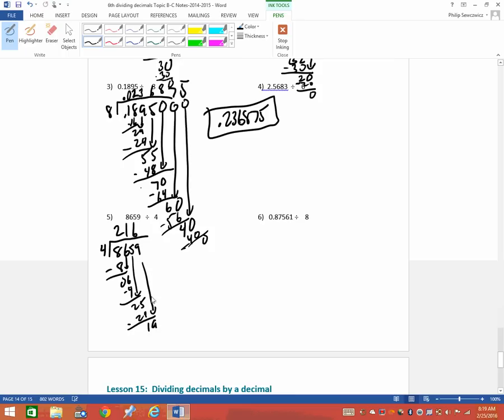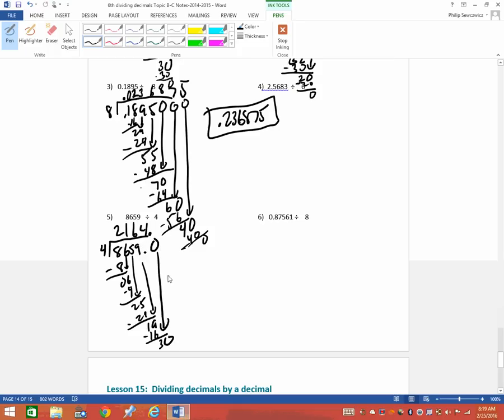Now, look what happens. Look what happens. How many groups of 4 out of 19? 4 of them. That's 16. Wait, I got a remainder. Now, I can't just add a 0. Because remember, you can only add zeros to the right of the decimal. But this is a whole number. Where's the decimal in a whole number? Yeah, it's all the way at the very end. So I'm going to push my decimal up. Now I can add my 0 and bring it down.